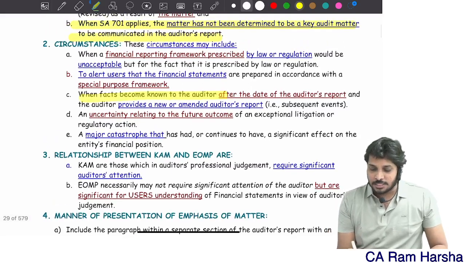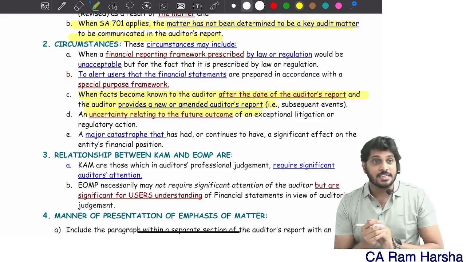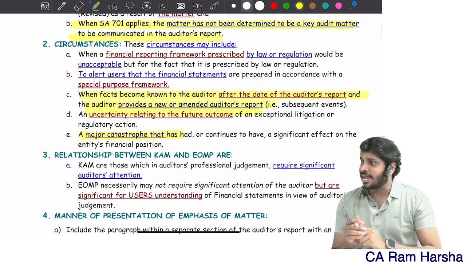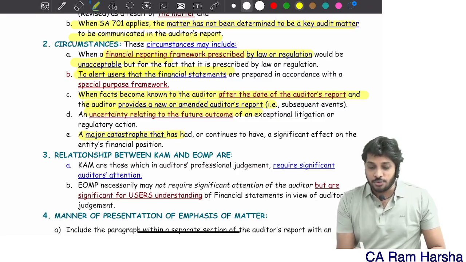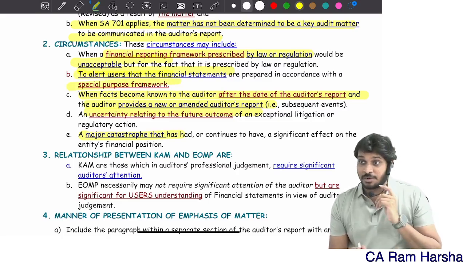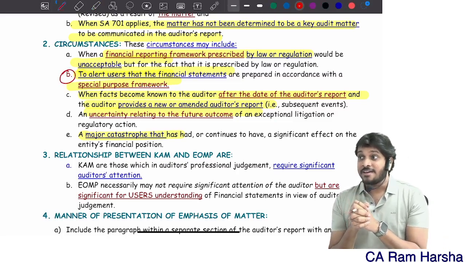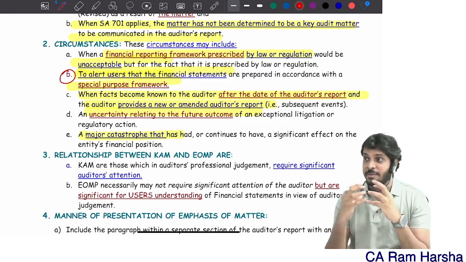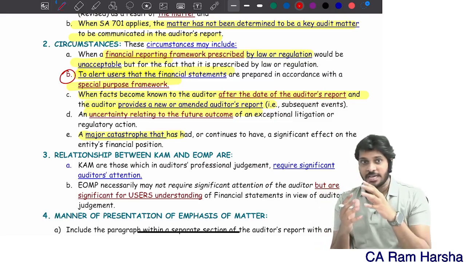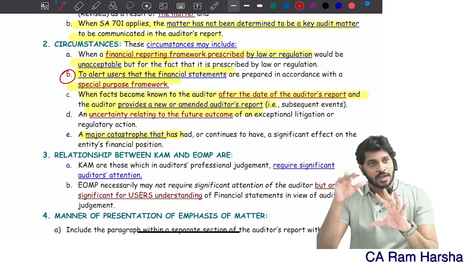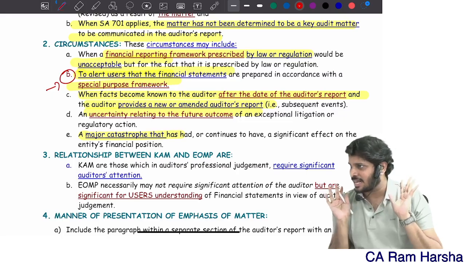Then what are the circumstances? For example, some fact known to the auditor after the date of the audit, a subsequent event, uncertainty related to litigations, a major catastrophe that has occurred, or a financial reporting framework, to alert users that the financials are prepared as per a special purpose framework. Generally, if financials are prepared using a special purpose framework, as per SA 800 we mention a separate side heading called basis of accounting. That is enough to highlight, so emphasis is not required. This point is just an example.